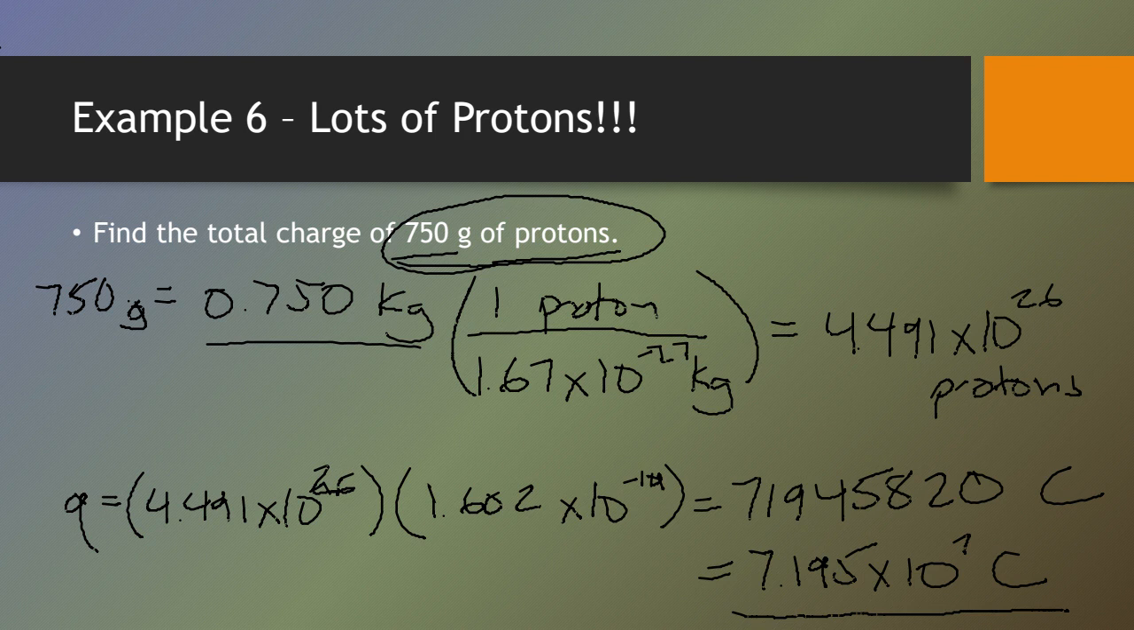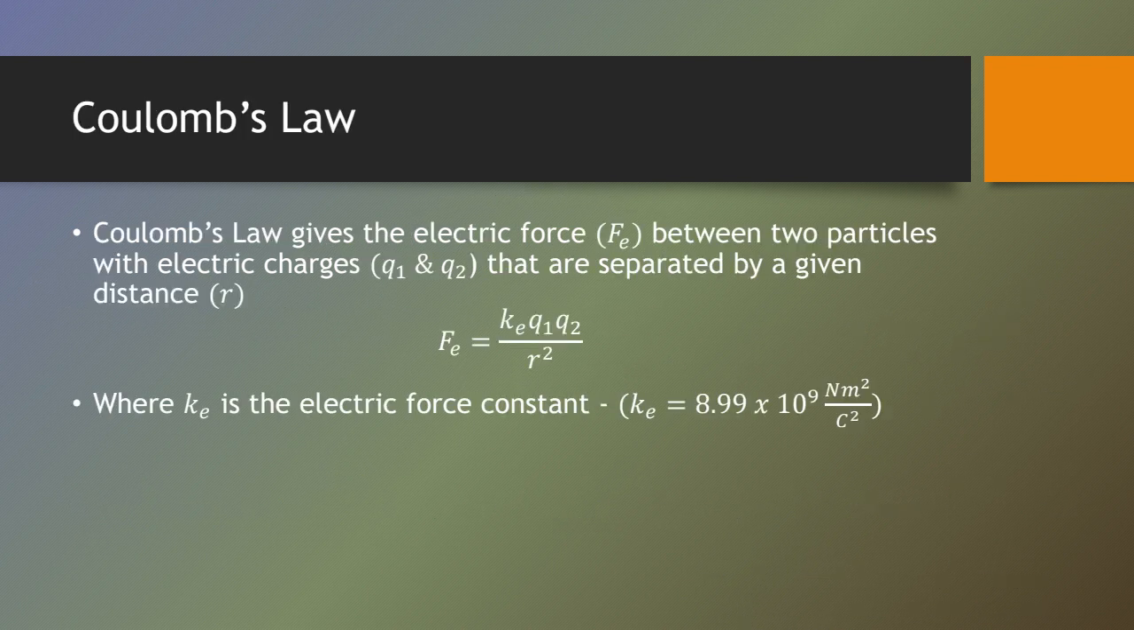So one of the things we discussed this week was Coulomb's law. Coulomb's law gives the electric force, or the force between two particles with electric charges that are separated by some given distance. In this equation, we use the electric force constant, which is 8.99 times 10 to the 9th newtons meters squared per coulomb squared. This is sometimes just 9 times 10 to the 9th. Either way will work, and this one's a little bit easier to remember. And so let's try a couple of problems where we want to find the force between two particles.